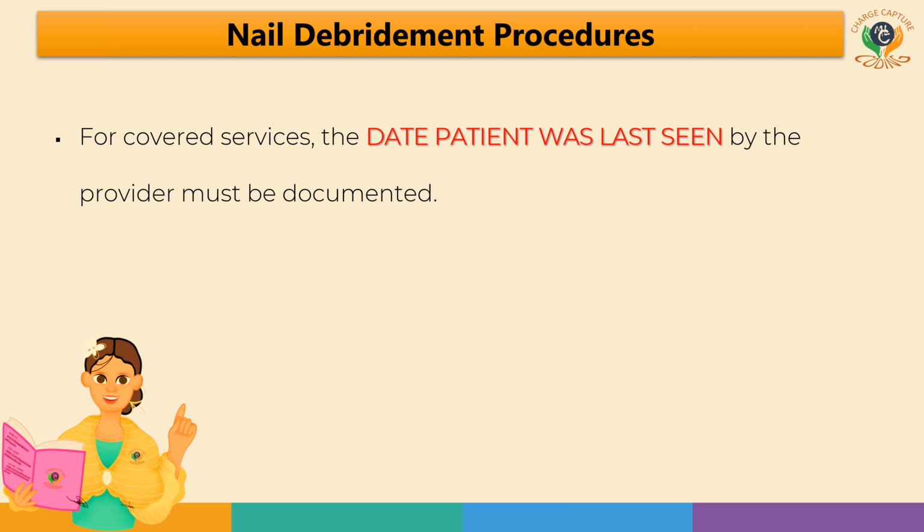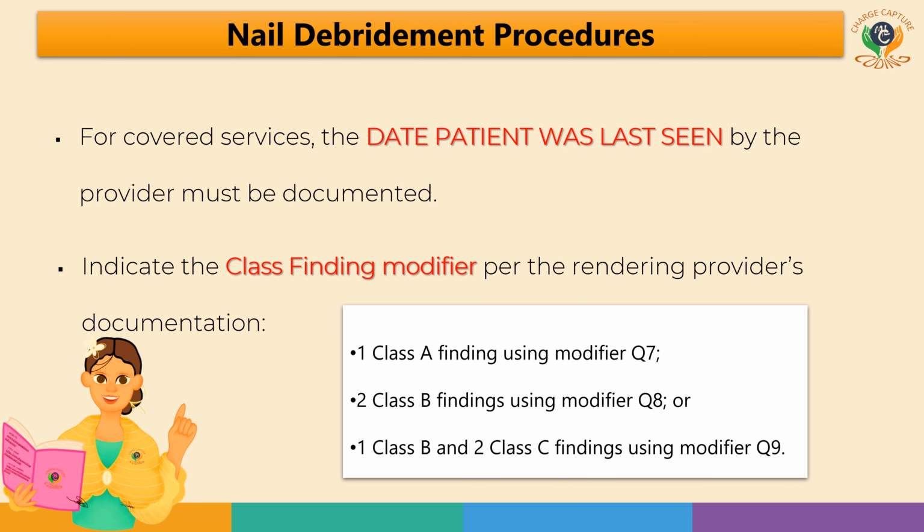First, make sure when you submit a claim that the date when the patient was last seen by the PCP is indicated. Also, please note that only once in every 60 days will the routine foot care procedure be covered for Medicare patients with certain systemic conditions. Documenting the class finding modifier is an essential part of submitting a valid claim. This means that there must be class findings documentation in your encounter. The modifier is either Q7, Q8, or Q9. Again, more on these in our succeeding lectures.